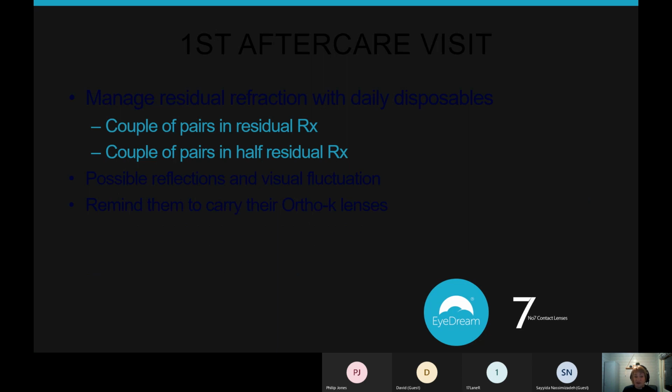So you could give them a couple of pairs in their residual prescription and a couple of pairs in half their residual prescription, and that will get them through to the next appointment. Talk to them about reflections and fluctuation in their prescription, and remind them always to carry those ortho-K lenses in the early stages, just because it's there as an emergency top-up.